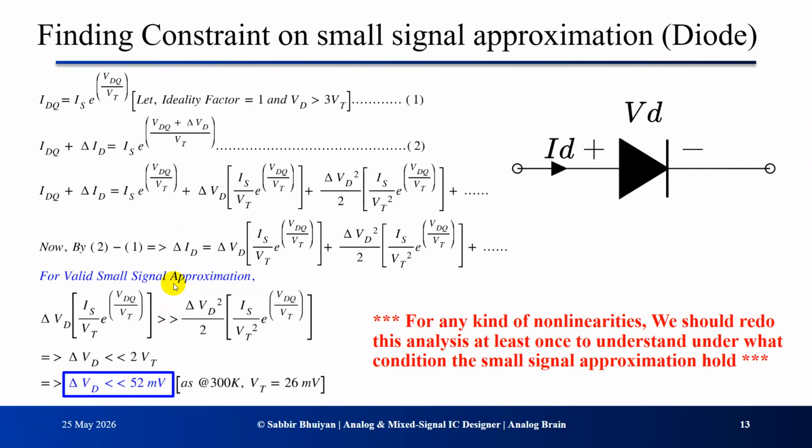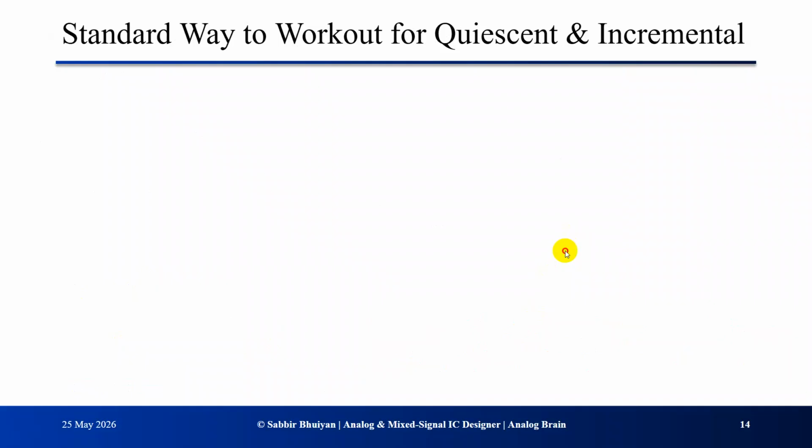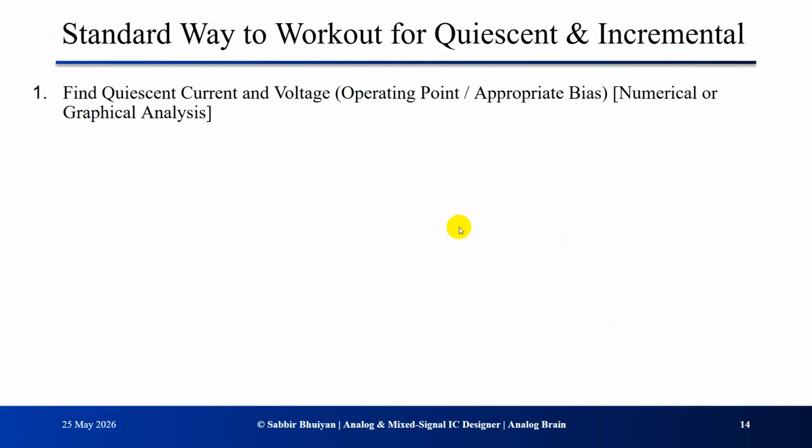And for any kind of nonlinearity, we should redo this whole analysis at least once to understand under what condition the small signal approximation holds. So this is the standard way to work out quiescent and incremental analysis.